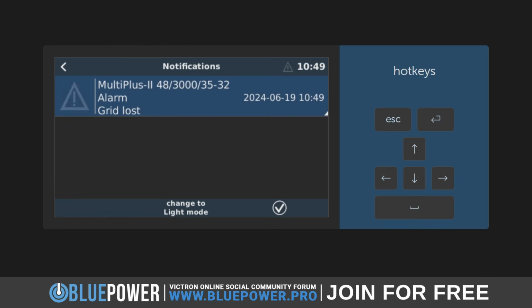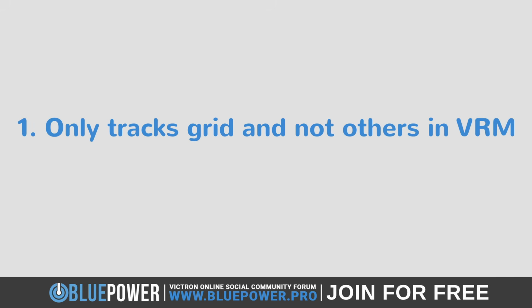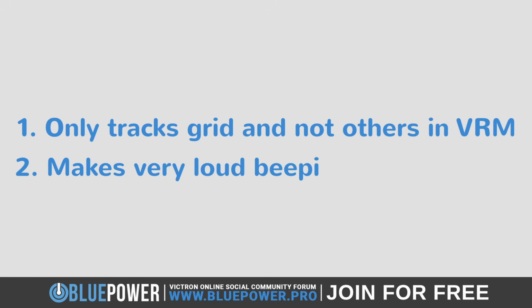However, there are two reasons that I don't like or use this method. The first is that it only tracks grid failure and not all the other states available in the alarm settings of the VRM. The second reason is that it makes a very high-pitched and continuous beeping sound, which is beyond tolerable when your inverter is only a few meters away from you. For that reason, I leave this off, but thought it would be good to mention it as well, in case it serves a purpose for you.